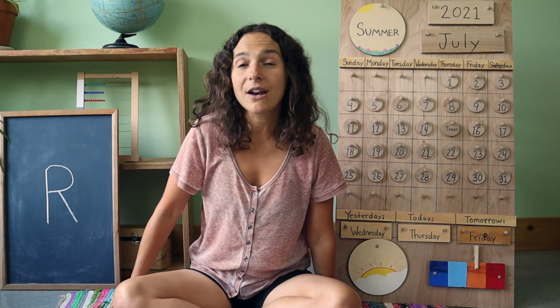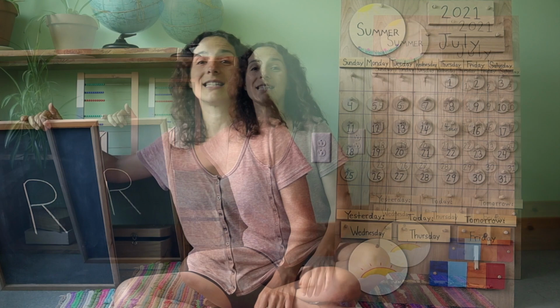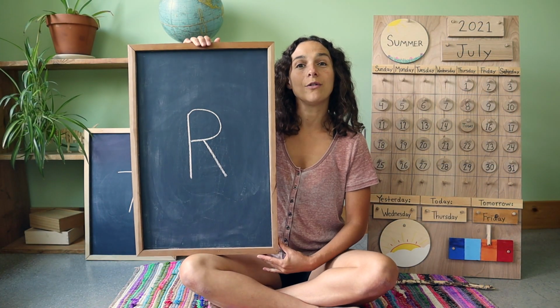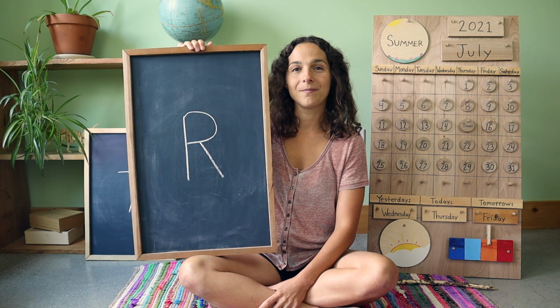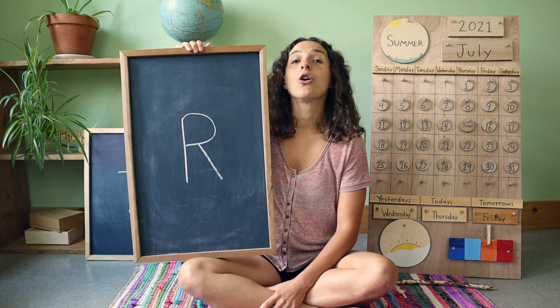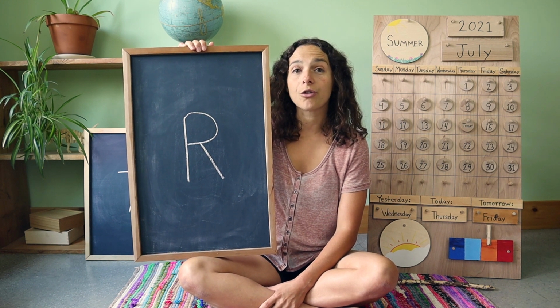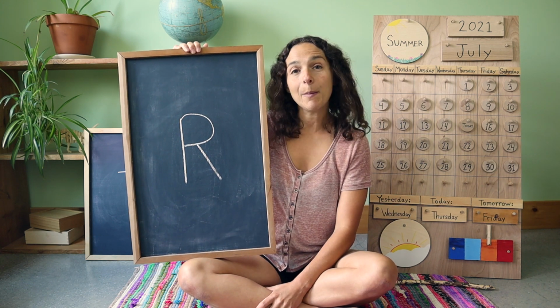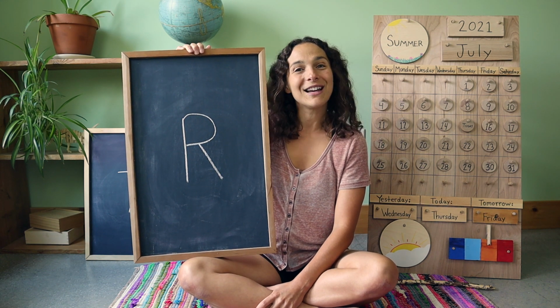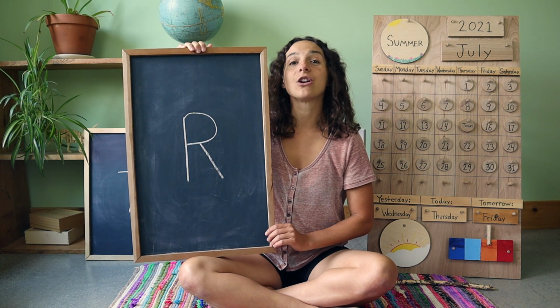Let's move on to the letter and the number and the sign of the week. What sound does this letter make? Let's make that sound together. R. This is an uppercase or capital R. You're right. R says R.